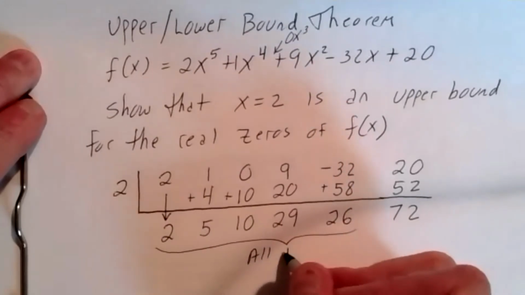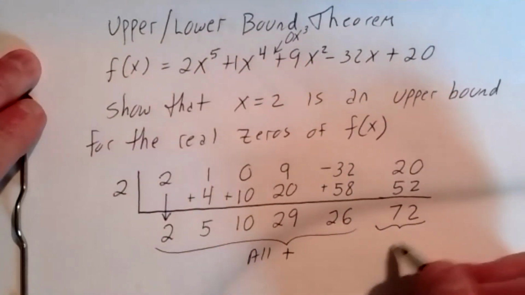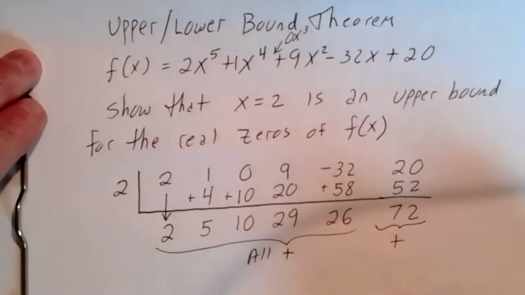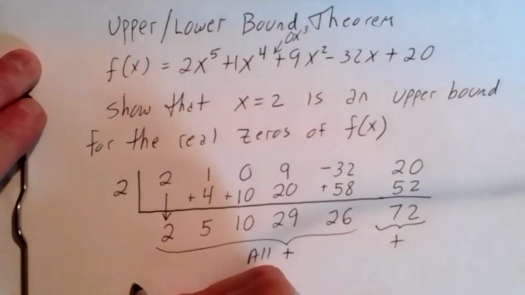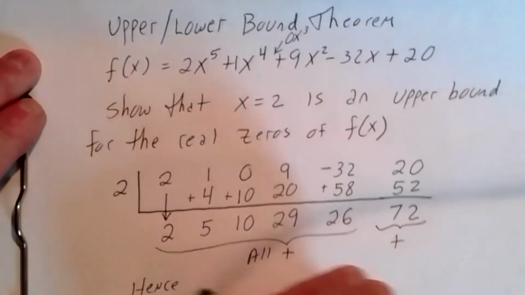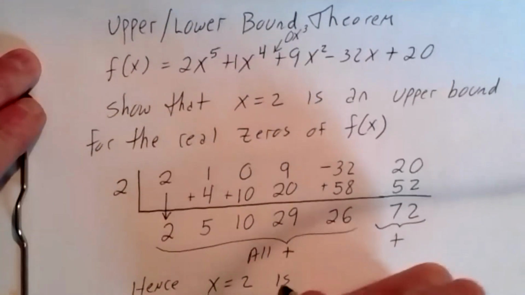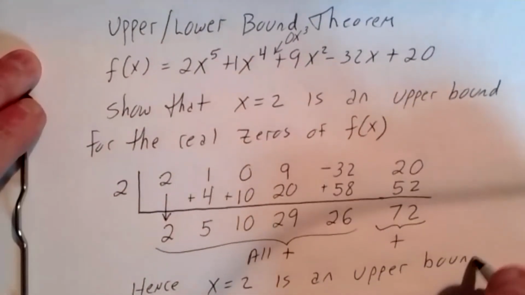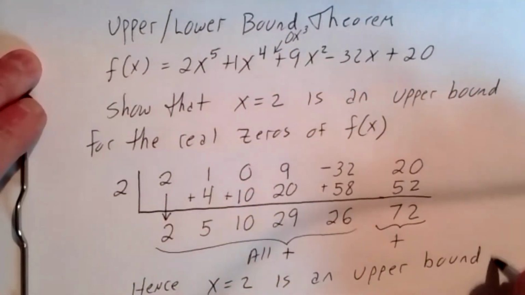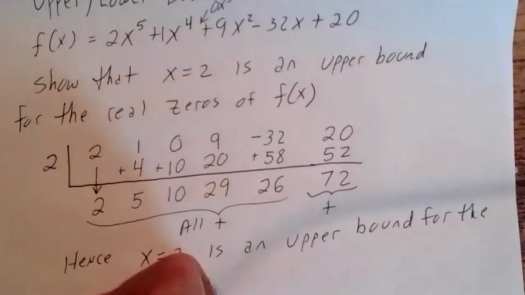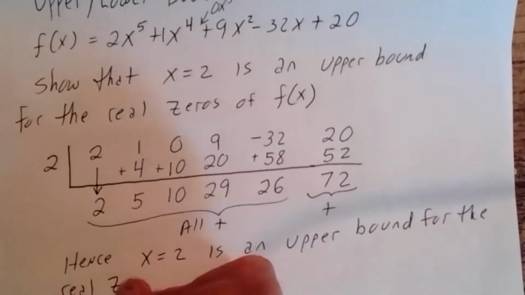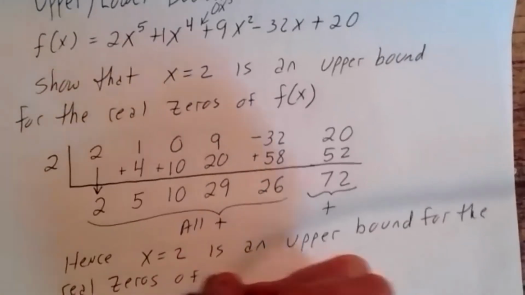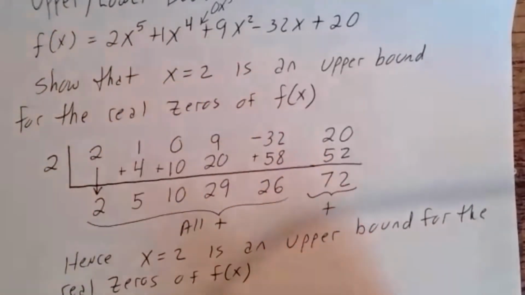All positive. And do you agree my remainder is positive? Therefore, hence we can conclude that x equals 2 is an upper bound for the real zeros of f of x. So I have a question for you.